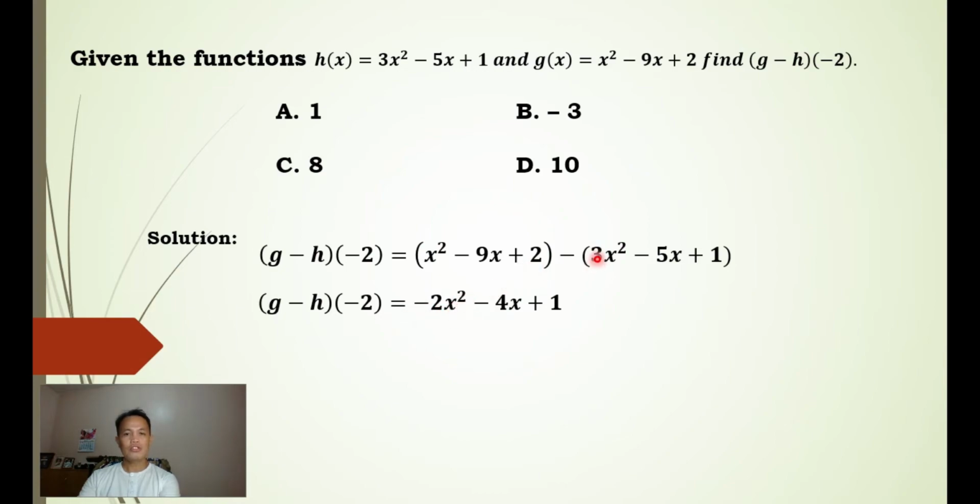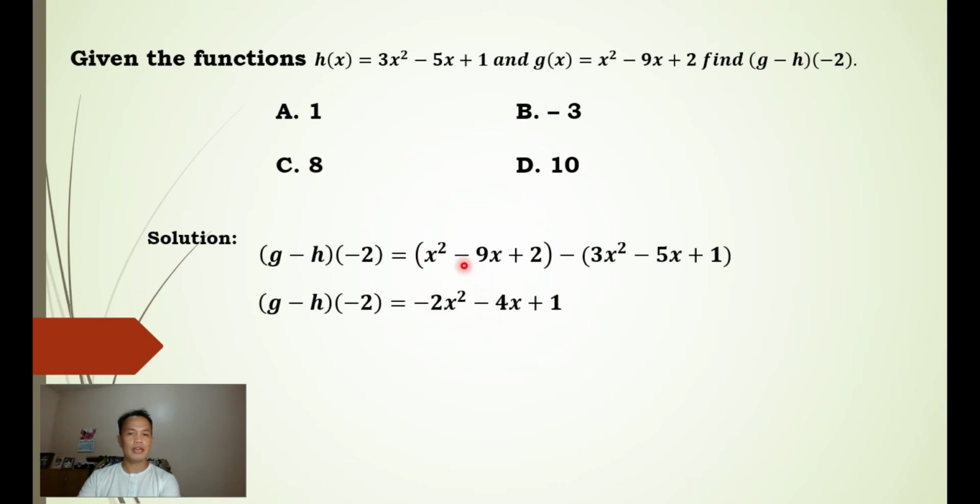Okay? So as you can see, this is positive. Since that is minus, this will become negative and we proceed to the rule on addition. So this becomes x squared plus negative 3x squared. So that is negative 2x squared. Okay, let's proceed to the next term.